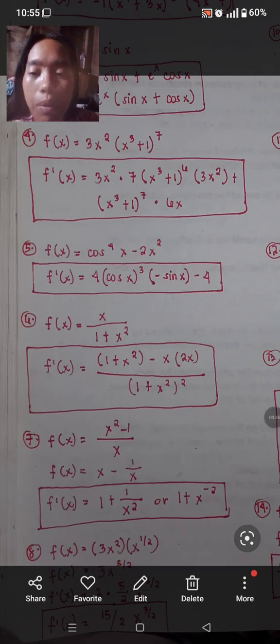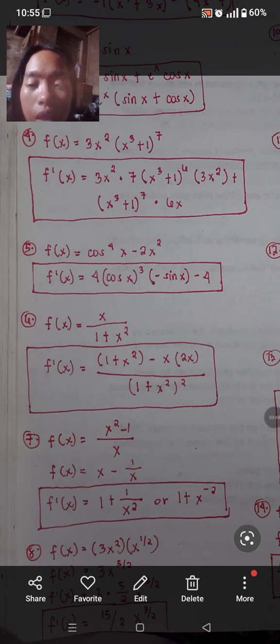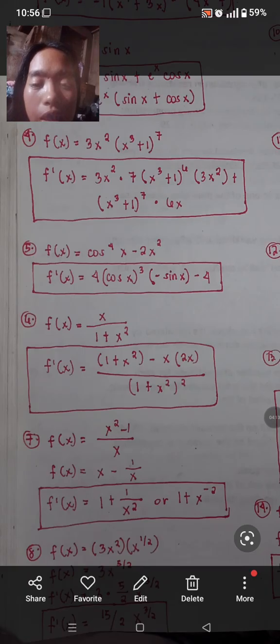So the problem in number 5 is we have to differentiate f of x is equal to cos to the fourth of x minus 2x squared. So f prime of x is equal to, bring down the 4 as the base, 4 times the quantity of cos x, that is the inner function, cos x to the 4 minus 1, that's why it's 3, and then the derivative of cos x is negative sine x, then that would be minus 4.